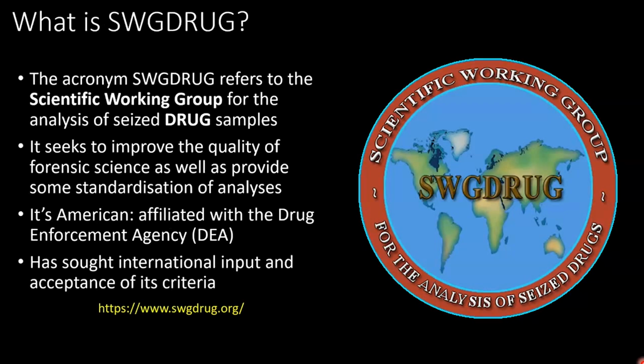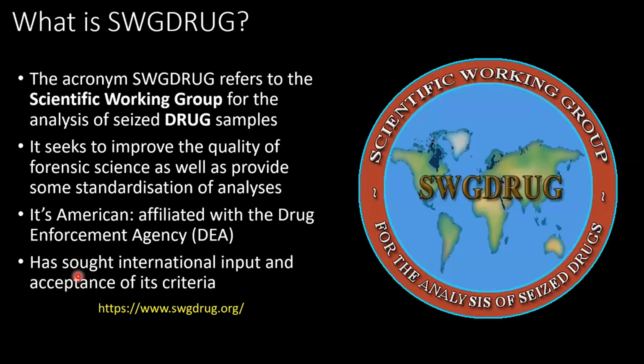So to start with, what is SWGDRUG? Well, I've already gone through what the acronym stands for. It's the Scientific Working Group for the Analysis of Seized Drug Samples, and it seeks to improve the quality of forensic science as well as provide some standardization of different analytical methods for drug samples. It's an American working group and it has affiliations with the Drug Enforcement Agency, or DEA. That said, from its inception, it sought international input as well as international acceptance of the criteria that it proposes.